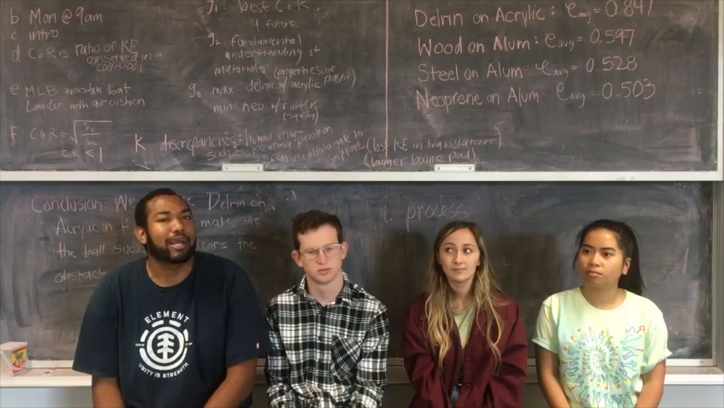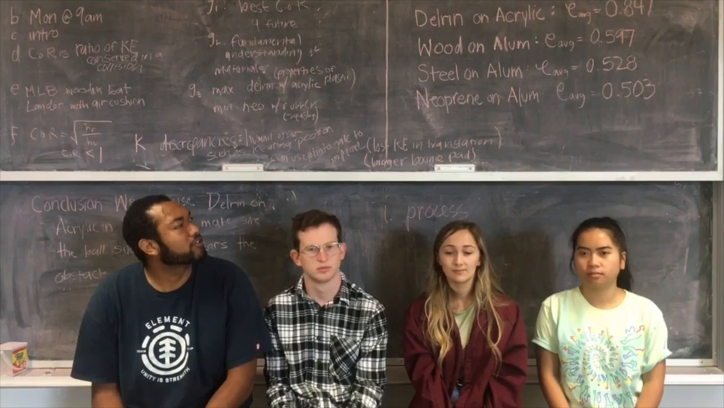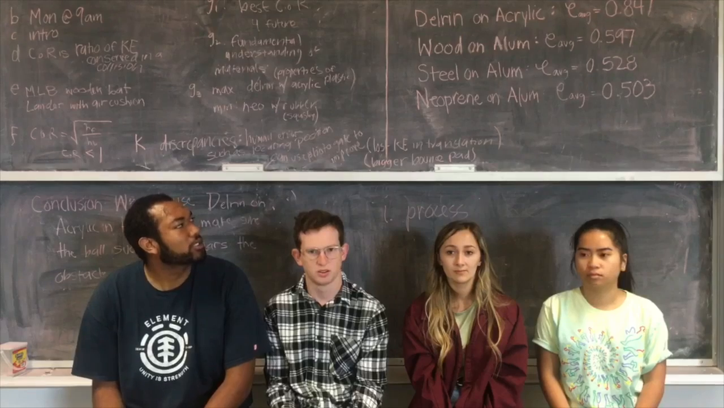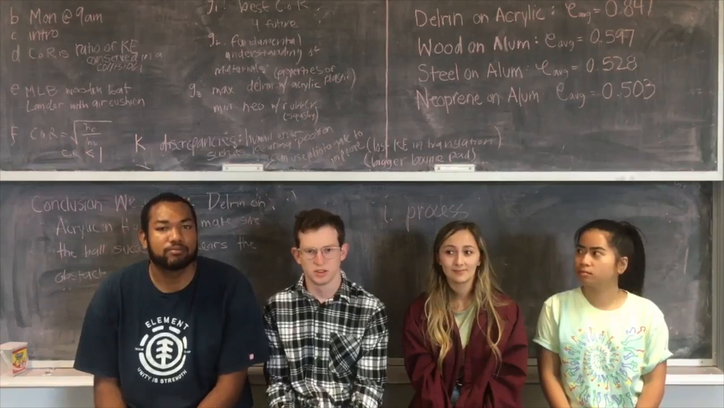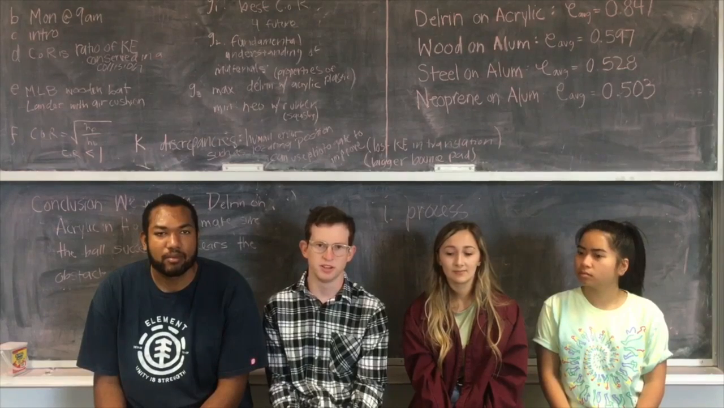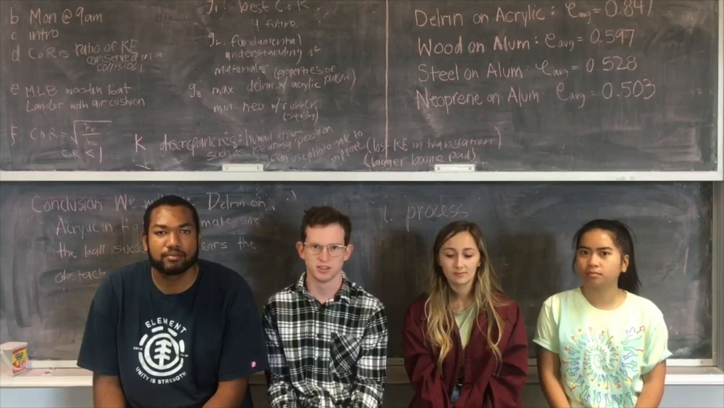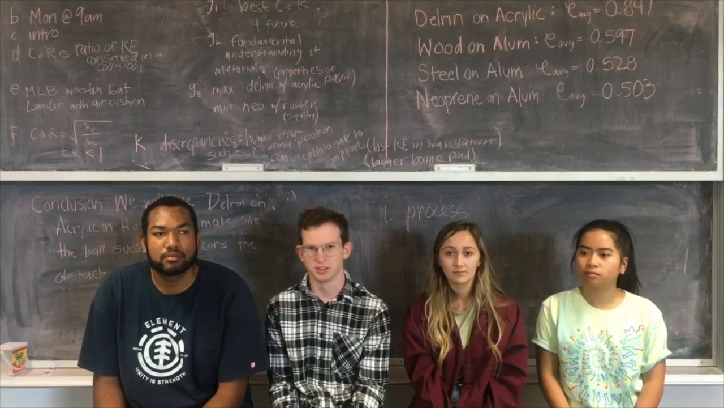We found that our highest average for restitution was with the Delrin on acrylic with an average of 0.847, and the lowest we had was neoprene ball on aluminum plate, which was a restitution average of 0.503. So, in conclusion, we determined that Delrin on acrylic was the best combination. It would produce the highest coefficient of restitution.